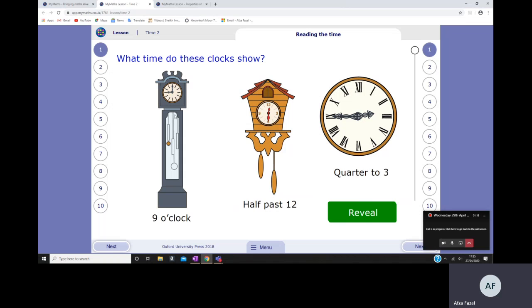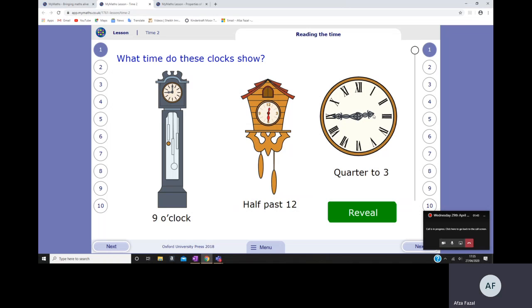So here we've got 9 o'clock. The small hour hand is pointing to the 9. The big minutes hand is directly on the 12. So that's 9 o'clock. Here we've got 12:30. Small handle to the 12, that tells you the hour. Big handle on 6. Half past means halfway around the clock. That's 30 minutes past, so it's 12:30.